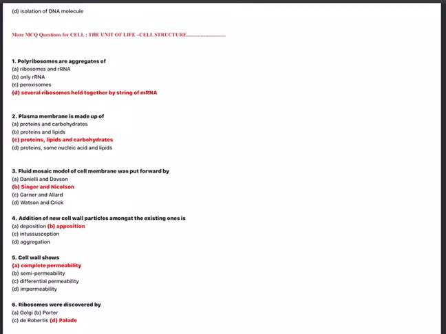So in RNA, there will be 3 types. One is called rRNA, ribosomal RNA. Second one is the mRNA, messenger RNA. Third one is tRNA, transfer RNA. So polyribosomes are aggregates of several ribosomes held together by a string, means a strip of mRNA, a single thread mRNA.